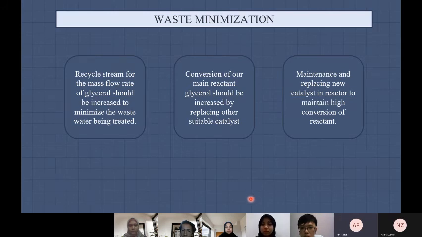For waste minimization, the recycle stream for the mass flow rate of glycerol should be increased to minimize the wastewater being treated. Second, the conversion of our main reactant glycerol should be increased by replacing with other suitable catalysts. And the third one is maintenance and replacing new catalysts in the reactor to maintain high conversion of reactant.